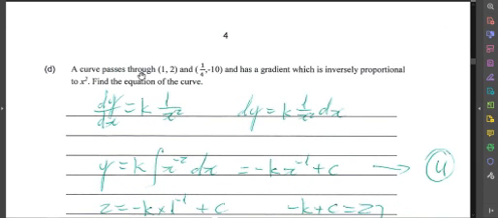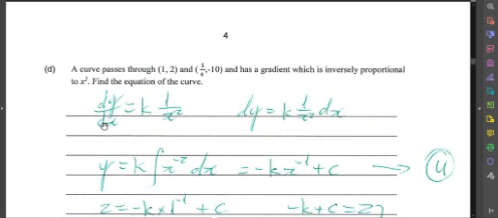A curve passes through the points 1, 2 and 1 over 4, negative something, and has a gradient which is inversely proportional to x squared. Find the equation of the curve. So I know that the gradient is inversely proportional to x squared. That means inversely proportional is 1 over x squared times k, whatever k may be. Yeah, but that is the gradient. All right. So now I rearrange that a little bit to find the what? To find y.